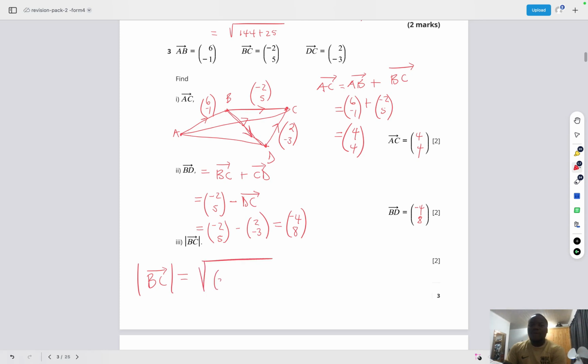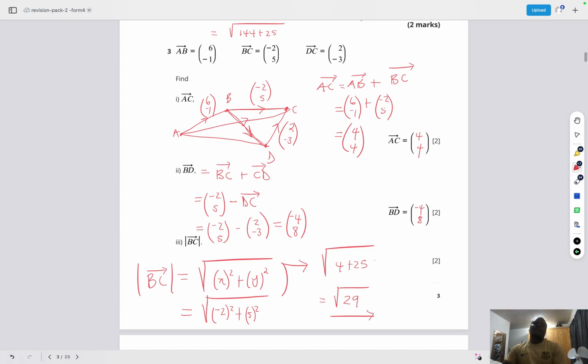It's the root of the x component squared plus the y component squared. The x component of BC is -2, so we put (-2) in brackets squared, plus the y component, which is 5 squared. This whole thing gives us the square root of 4 plus 25, and this is simply root 29. So this is our answer for question number 3.